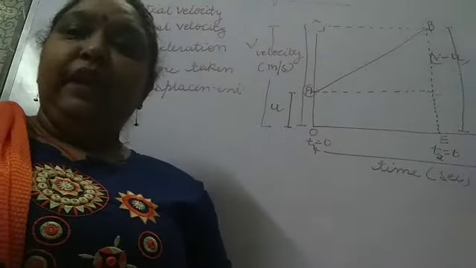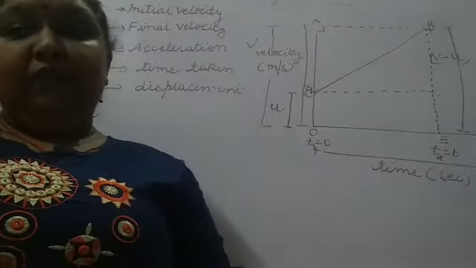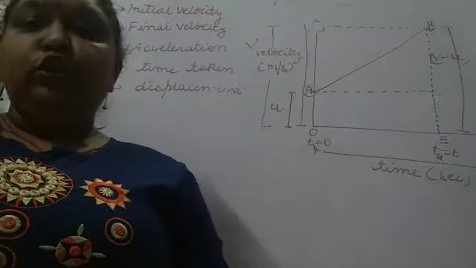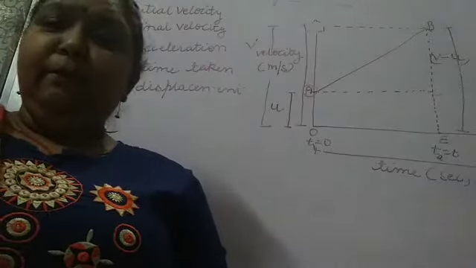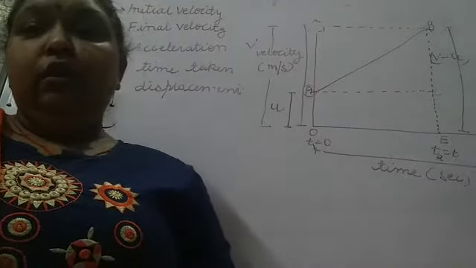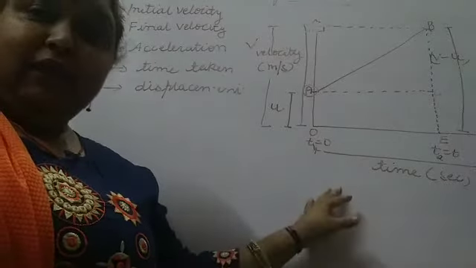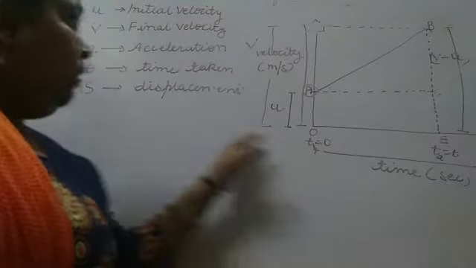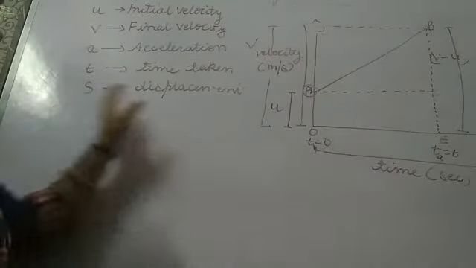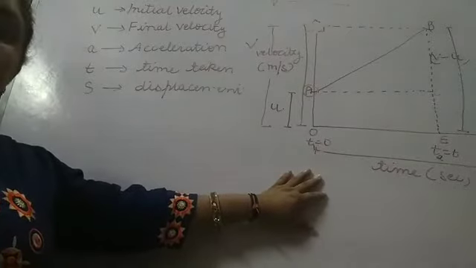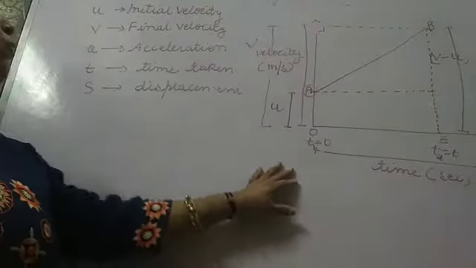Students, yesterday we have done the first equation of motion, and I have explained to you that this equation of motion is between velocity and time, and it shows the relation of velocity and time. In that I have explained the terms to be used and the graph. Once again I am explaining before starting the second equation of motion.